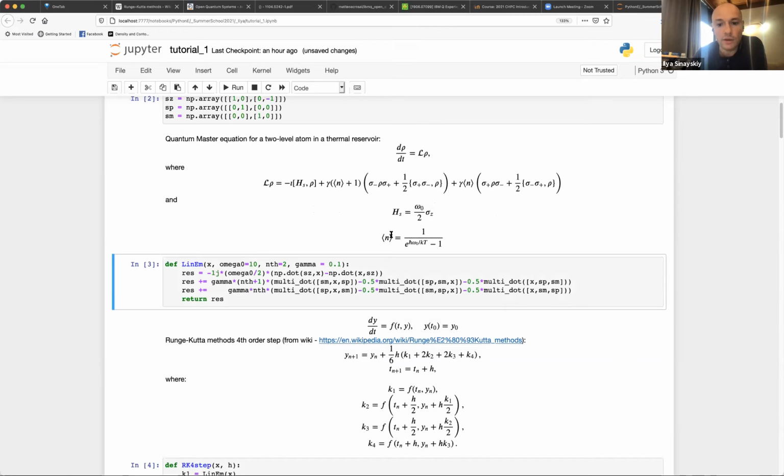This coefficient describes how many thermal photons, or how many photons in the environment, are available at the given frequency omega of the two-level system. And another interesting thing is that when your temperature is absolute 0, so when T is equal to 0, you can calculate this limit. You get that the average number of thermal photons will be 0.